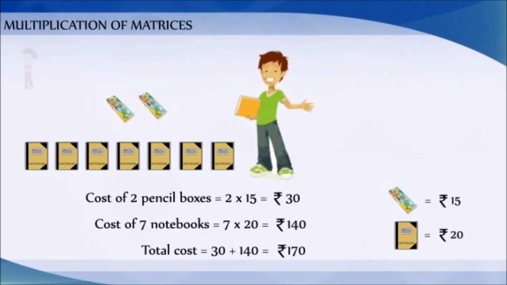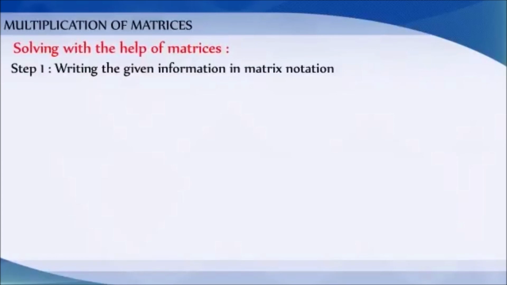Now, let us see how these calculations can be done with the help of matrices. First step, write the given information in matrix notation. The requirement of Pawan and Nihal can be represented with the help of matrices by taking boxes and notebooks as columns and Pawan and Nihal as rows.